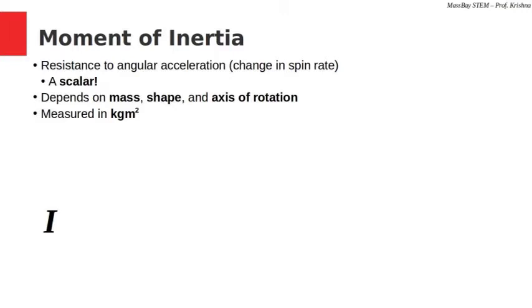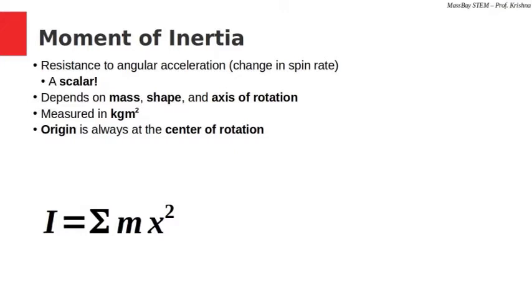So now that we know what it is, how do we calculate it? Suppose you have a set of discrete objects, like asteroids, all rotating around a common point. Place the origin at the center of rotation and use this equation. In this equation, m is the mass of each object and x is its distance from the center of rotation. Multiply mass by the distance squared for each object and then add up all the products. Let's explore this in several examples.